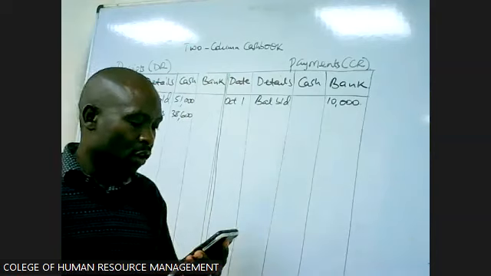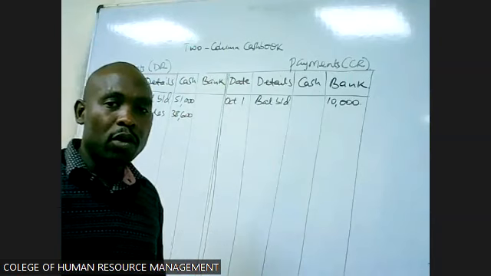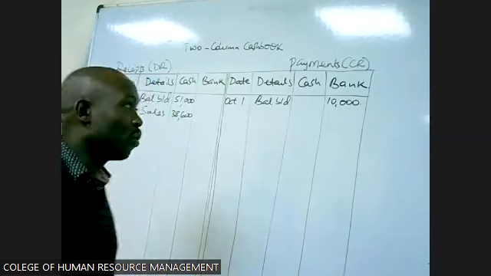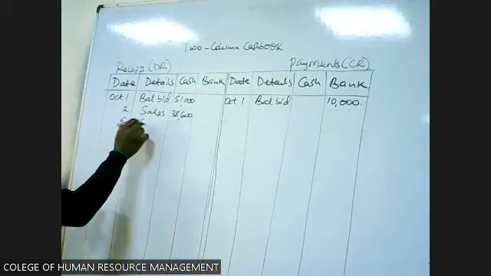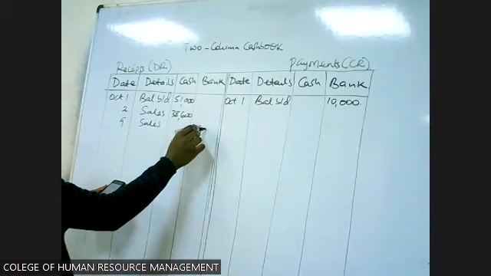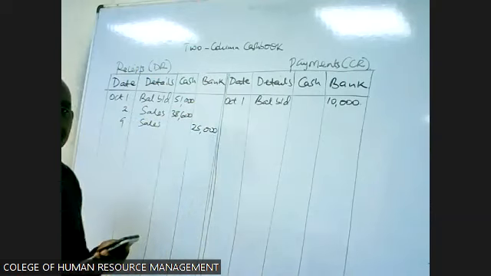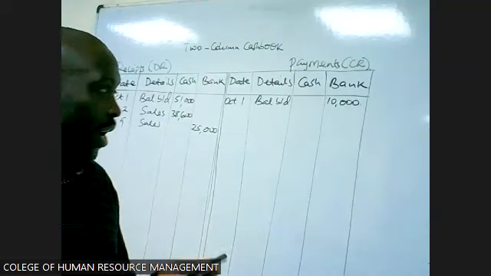On the 9th, sold goods for 25,000 and received a check. When you receive a check, that money goes to the bank. So it is a receipt in the bank. So on the 9th, it is another sales. This time round, 25,000 is received in the bank.